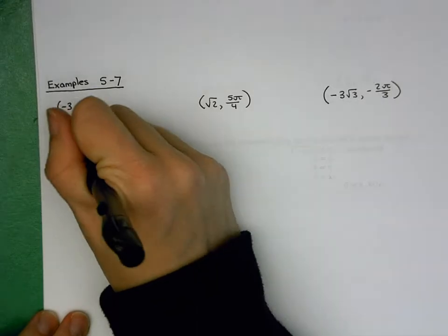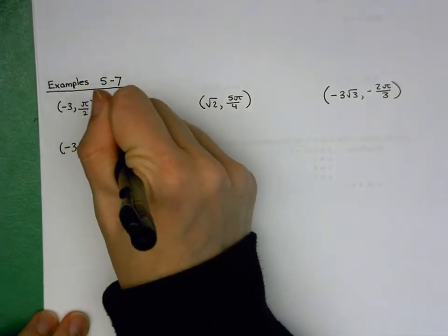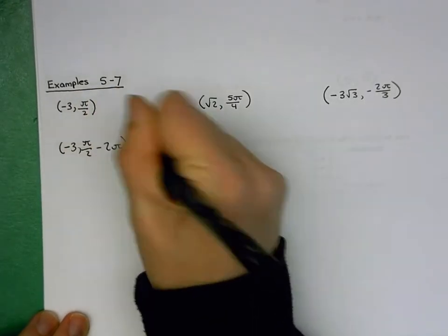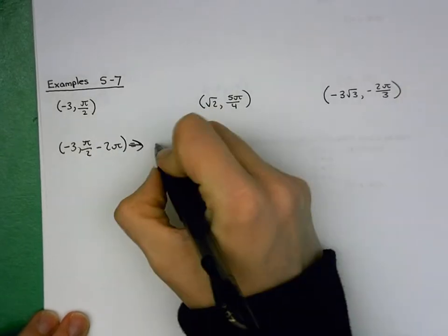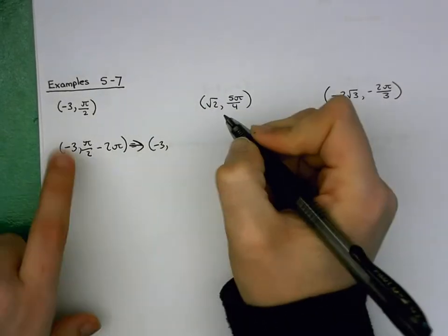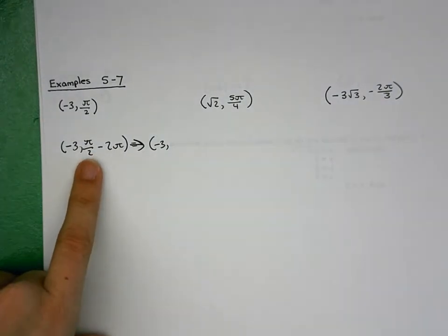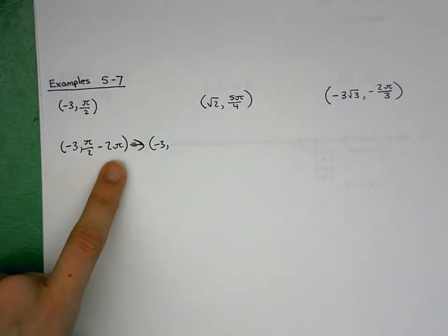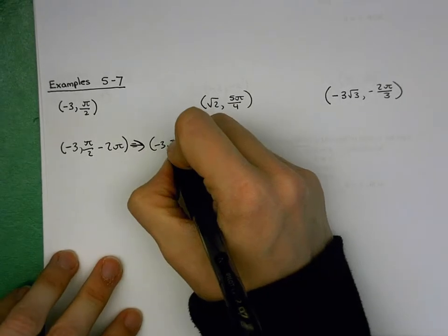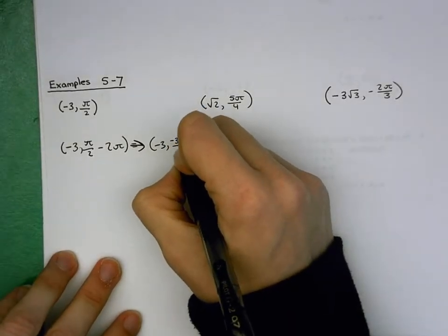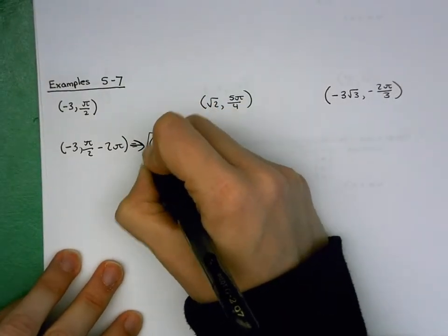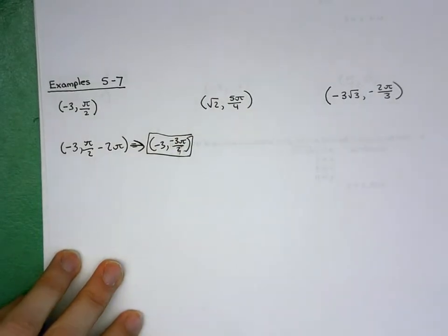Okay, so pi over 2 minus 2 pi, with negative 3 as my radius. Pi over 2 minus 2 pi, common denominator, is pi over 2 minus 4 pi over 2, which is negative 3 pi over 2.